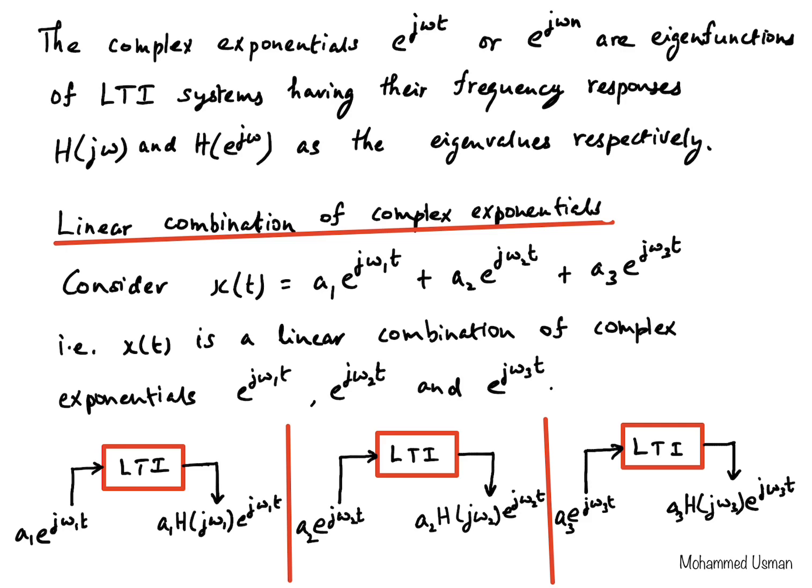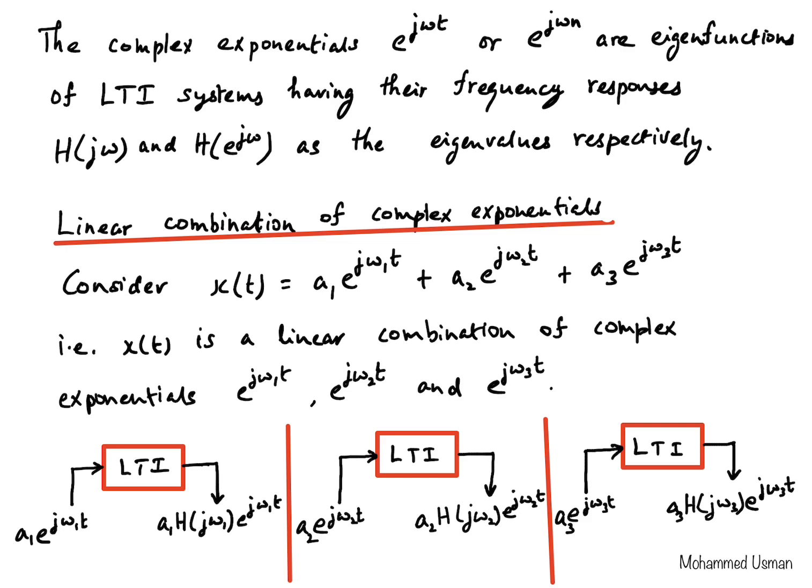Okay, now the importance is that, as we mentioned earlier, we are able to represent any signal x of t as a linear combination of complex exponentials. So I have taken three complex exponentials here: e power j omega 1t, e power j omega 2t, and e power j omega 3t. And x of t is constructed as a linear combination of these three complex exponentials. Now, if this is applied to an LTI system, what will be the output?